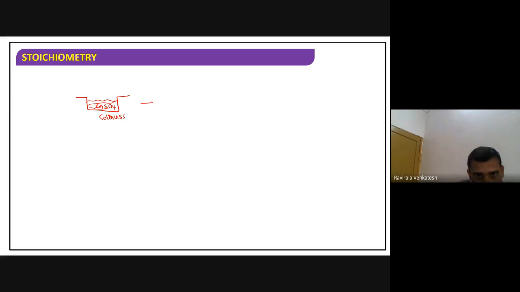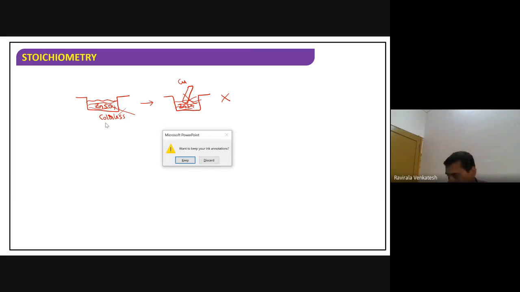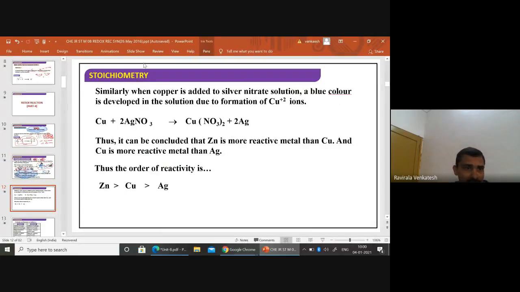Now you are putting what in this one? A copper rod, beta. You are doing the opposite direction. Again zinc sulfate, keeping a copper rod. In this case, nothing is happening here. No reaction takes place. Why no reaction takes place, we'll discuss in the electrochemical series in the next classes. So when you do the opposite, nothing takes place. Okay.